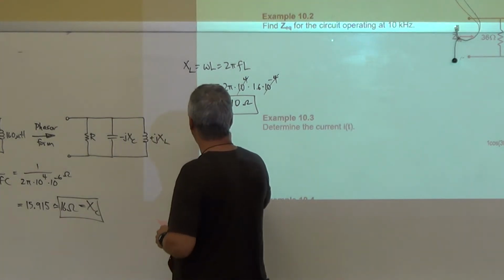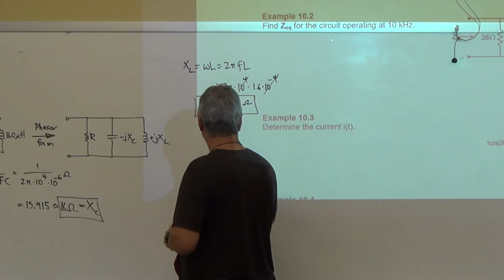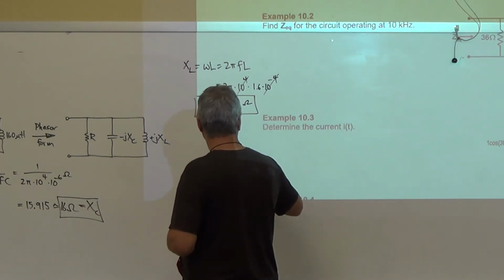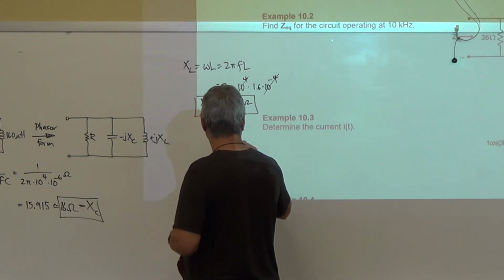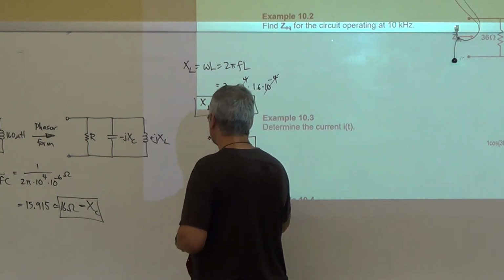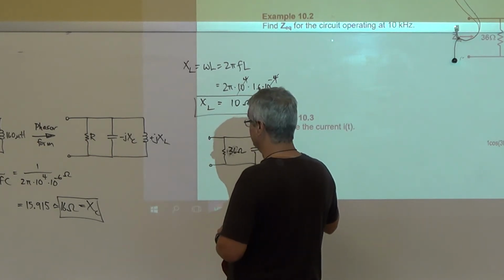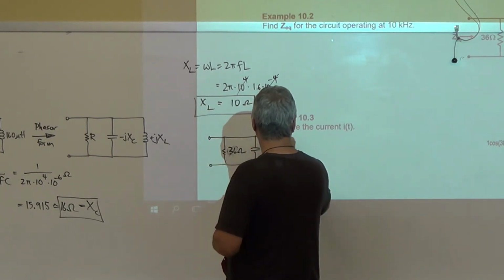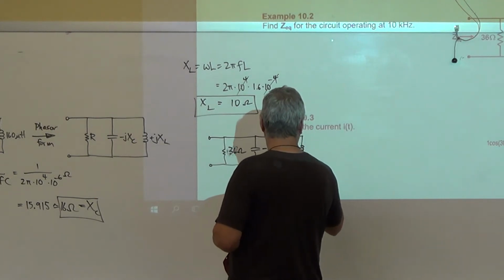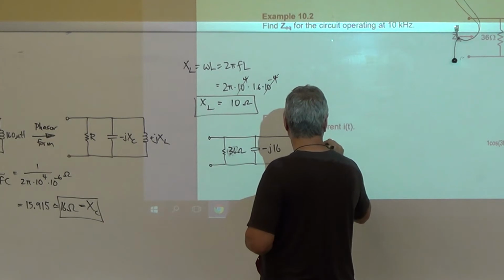Okay, here we go. So now, in phasor form, what does it look like? I have 36 ohms. And I have a cap that has minus J 16. And then I have plus J 10 here.